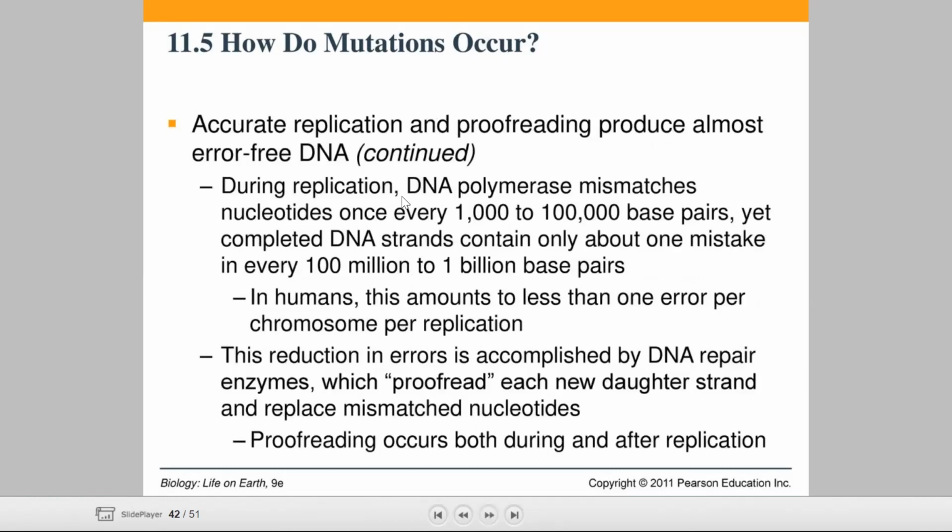During replication, the DNA polymerase enzyme mismatches a nucleotide once every 1,000 to 100,000 base pairs. Yet completed DNA strands contain only about one mistake in every 100 million to 1 billion base pairs. Amazing, right? In humans, this amounts to less than one error per chromosome per replication. This reduction in errors is accomplished by DNA repair enzymes, which proofread. So this is the editor, the DNA repair enzyme, which proofreads the new daughter strand and replaces mismatched nucleotides. Proofreading occurs both during and after replication.